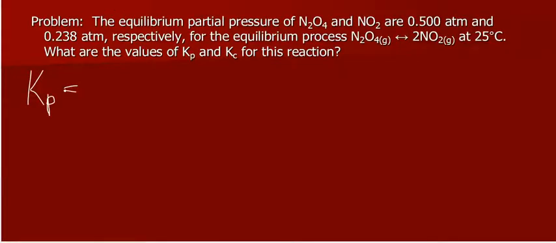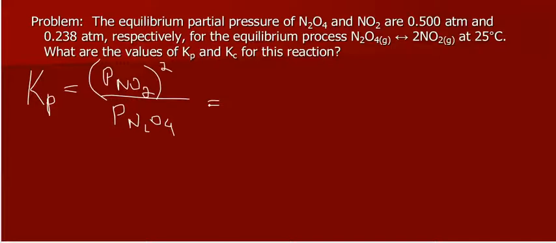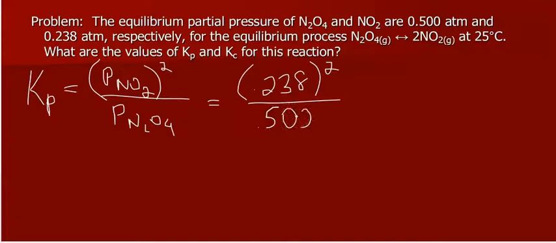Since we're given the pressures at equilibrium, we're going to do Kp first, and Kp would be equal to the pressure of NO2 squared divided by the pressure of N2O4. So we're going to plug in our numbers, and the pressure has to be in atmospheres when we use Kp, and they are, so 0.238 squared, then divided by 0.5. And just like Kc, Kp is a unitless quantity, so Kp comes out to 0.113.